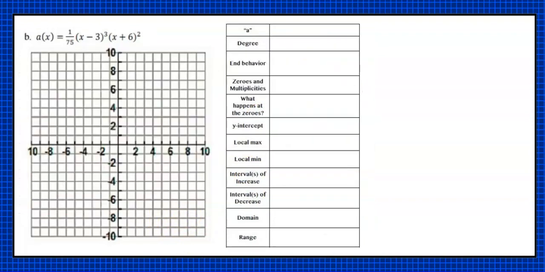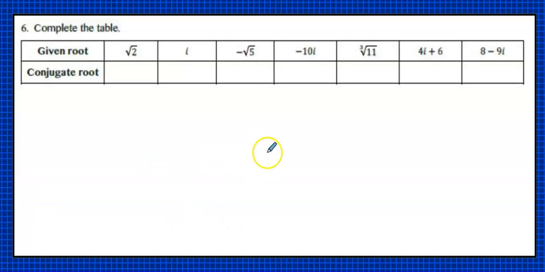So I'm going to skip over B and go to number 6. Number 6, complete the table. The given root is any of these up here. These are irrational and imaginary roots, complex roots. So if you have these, you're going to have that conjugate root with it. You're going to have the complex conjugate, which is its partner, so to speak. And so it wants to know what is the conjugate root. Okay, so for root 2, it would be negative root 2. For i, negative i. This would be positive root 5. So just change it to its opposite on all of these.